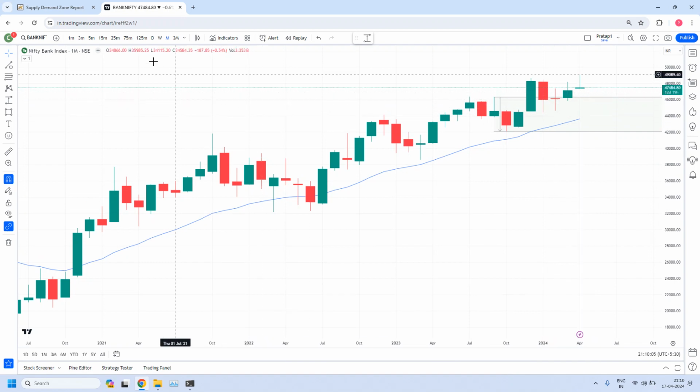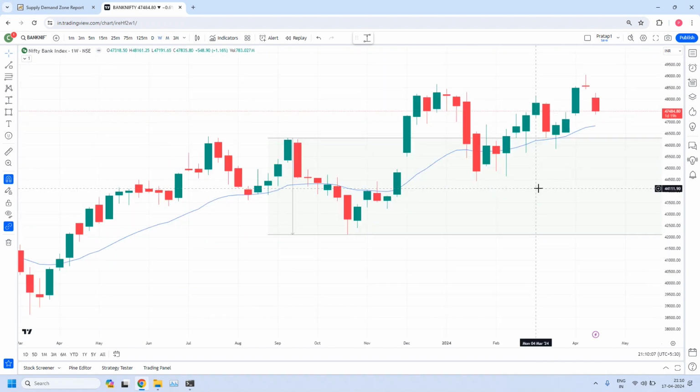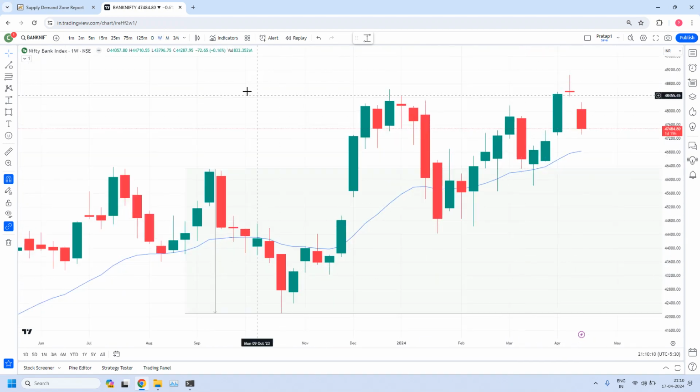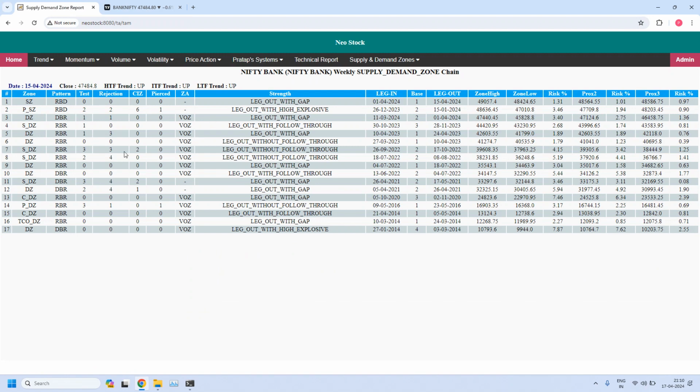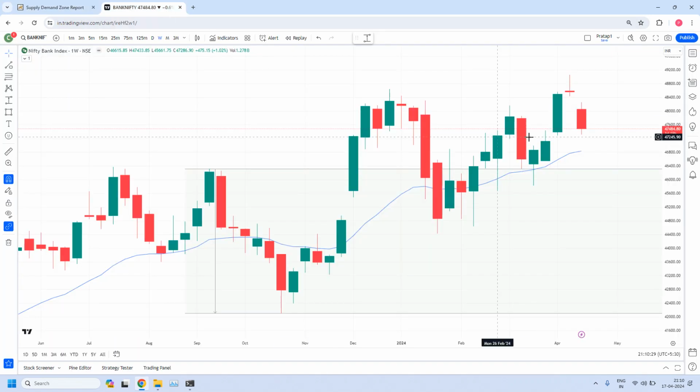Now let us look into the weekly time frame. In weekly time frame, this is the supply demand zone chain. We have one weekly supply zone and another one is pierced. So let us not worry about the pierced one. So let me draw the supply zone. When is this supply zone created? On 1/4/2024, one base candle is there and we have a leg out. So this is the one. 1/4, we have a base candle, we have a leg out. See, you need to add the hidden body. The moment you add hidden body, it gets more.